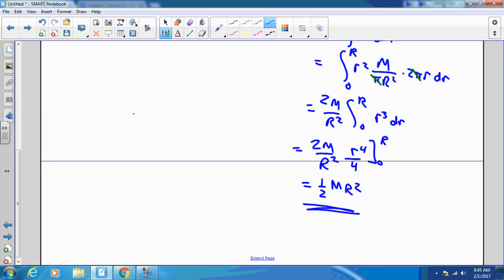So what's interesting about this result is the comparison to a system of discrete particles. If instead I had had a single point mass of big M at a radius of r, then my moment of inertia about point O would have been M r squared. Here I get 1/2 of M r squared.